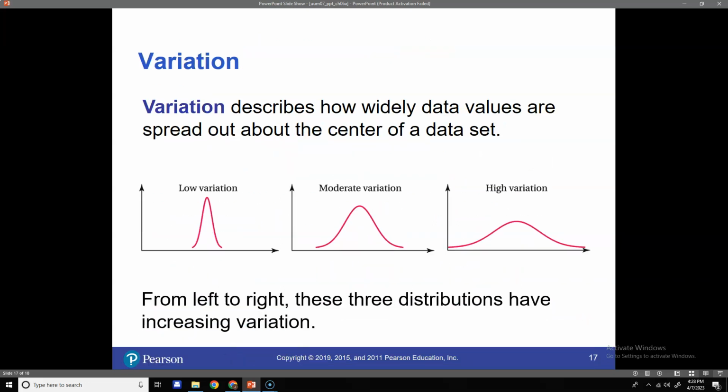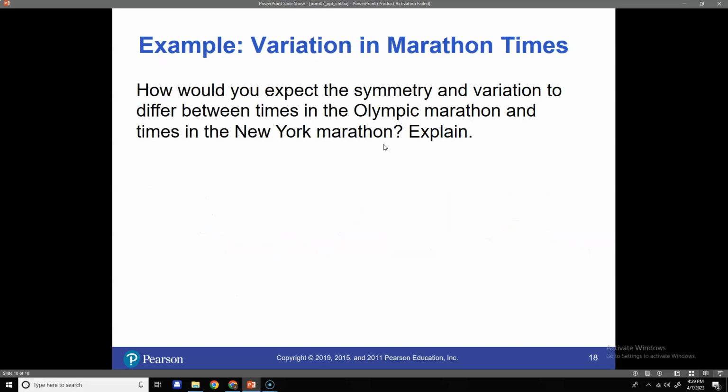Okay, variation: how widely the data values are spread out. So if they're clumped together in a tight curve, as we see to the left, that's low variation. Moderate looks more like just kind of normal. And high variation, it's going to be flatter, so kind of stepped on a little more and spread out. So not as much in the middle. So there's some basic examples illustrating variation.